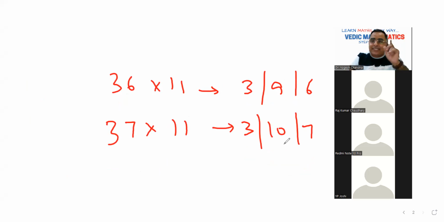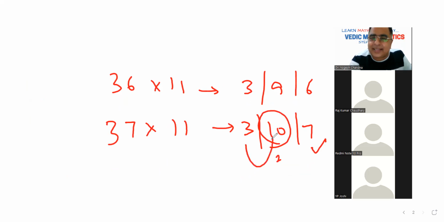Now we work on only a single principle. The principle is every place value has one digit. So the unit place has one digit. This place cannot have two digits. So what is done? This extra digit moves here. Answer is 4017. So now you can do it mentally.